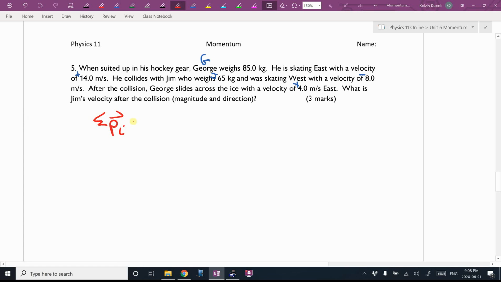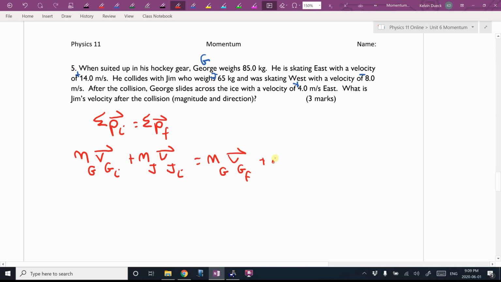The total momentum we start with has to equal the total momentum we finish with. Before the collision, we have mass George, velocity George initial, mass Jim, velocity Jim initial. They collide, they don't stick together, so I have mass George, velocity George final, plus mass Jim, velocity Jim final. They want me to find the final velocity of Jim.